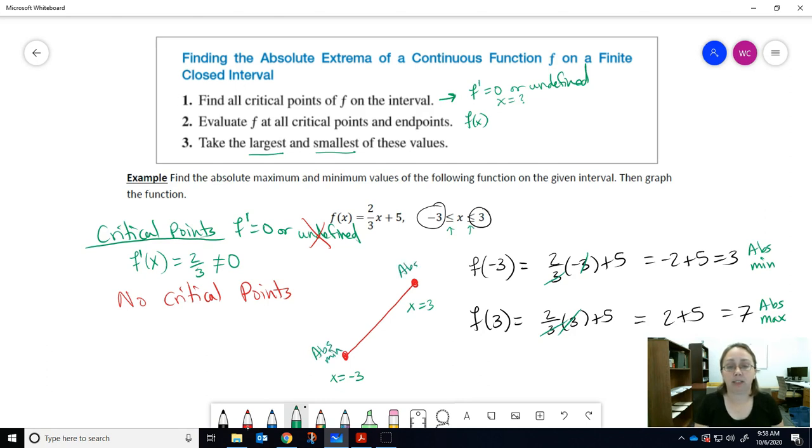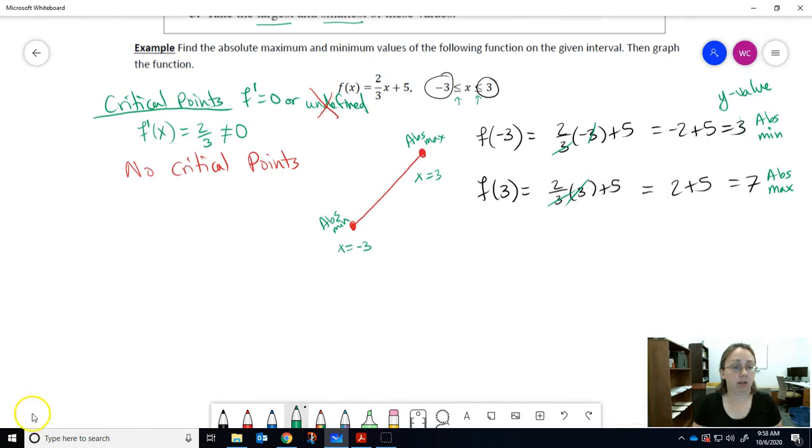and your absolute max. Now the x value is not the minimum value, the x value is not the maximum value. But the x value tells you where those happen. So to find your min and your max, you do have to plug it into the function and find out what the y value is. The y value is the maximum value achieved and the minimum value achieved.